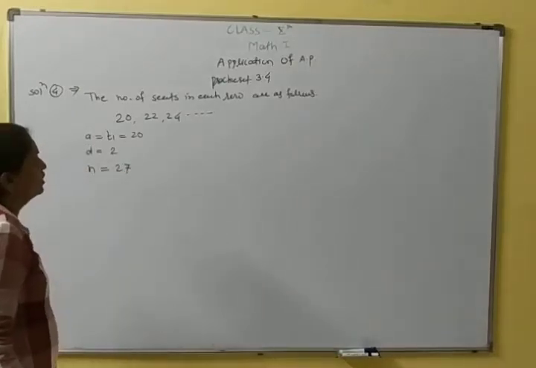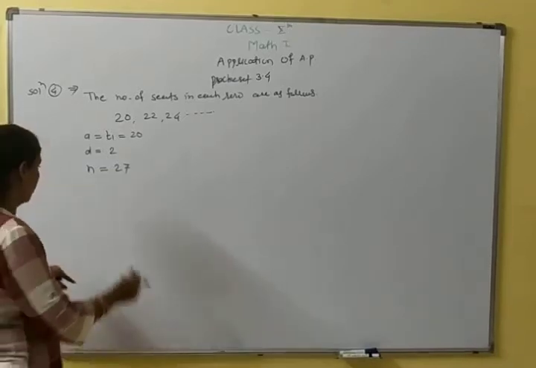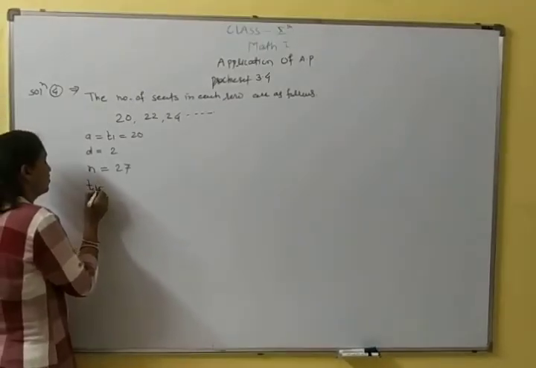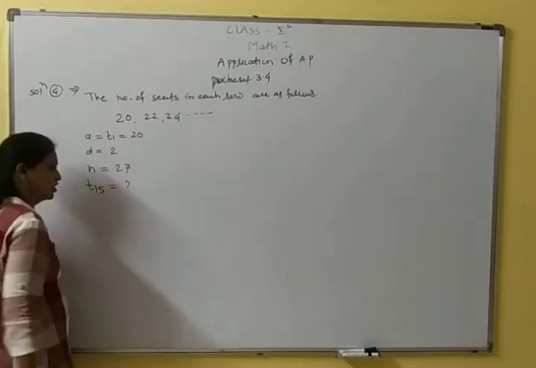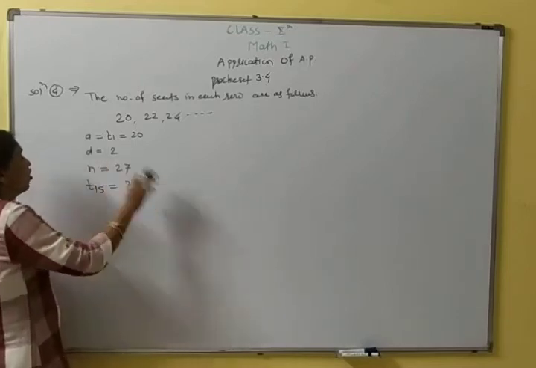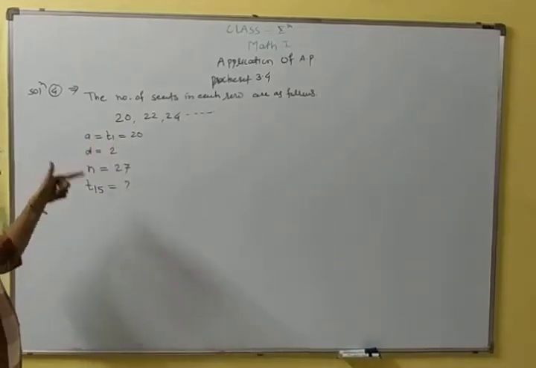And find the number of seats in 15th row, means find T15 equal to question mark, and how many total number of seats in the auditorium. So here there are 27 rows. Number of rows is 27. So find S27, sum of 27 rows equal to question mark.